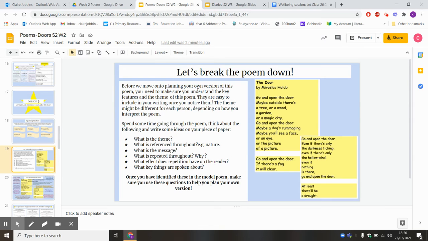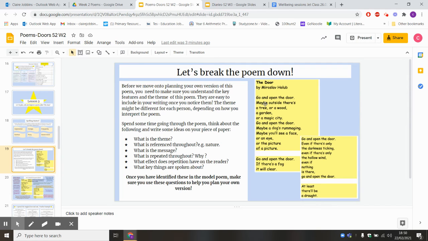Before we move on to planning your own version of this poem, you will need to make sure that you understand the key features and the theme. They are easy to include in your writing once you notice them. The theme might be different for each person depending on how you interpret, that means understand, the poem. Now it's time for you to spend some time going through this.